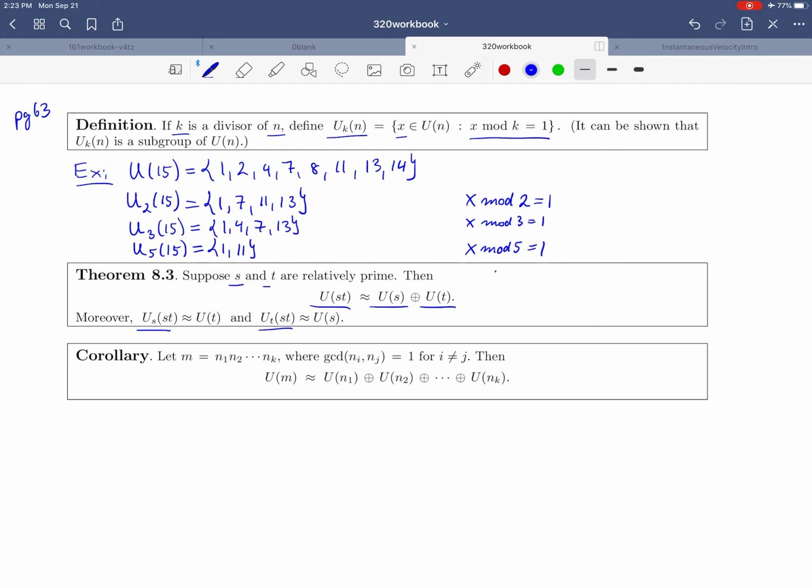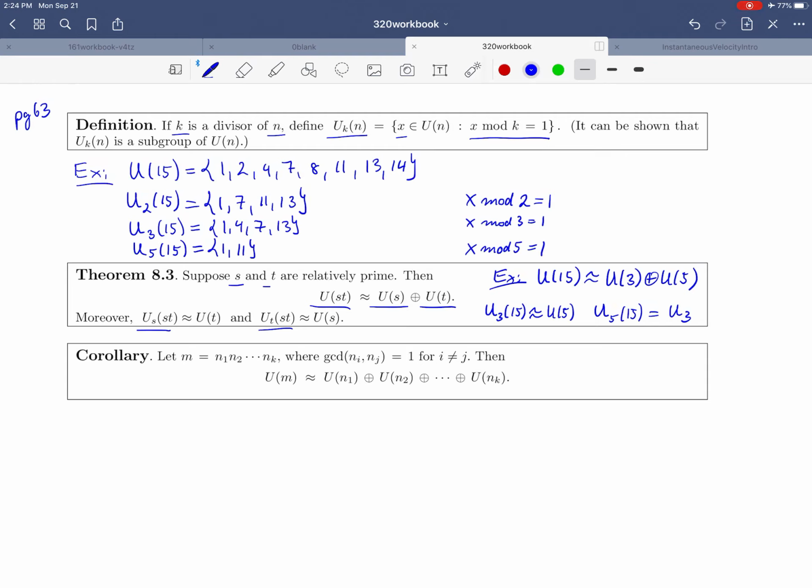So in our example that we just looked at, what can we say about U of 15? Well, that's, for example, isomorphic to U of 3 plus U of 5. And the moreover part would say, for example, that U sub 3 of 15 is isomorphic to U of 5, and U sub 5 of 15 is isomorphic to U of 3.